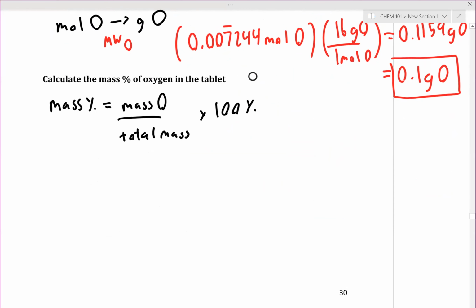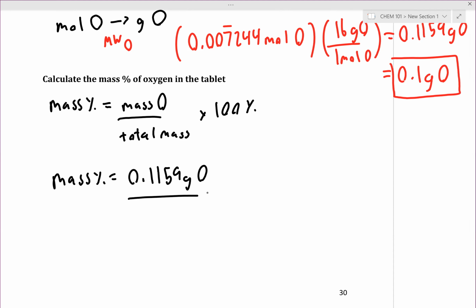So, do we know the mass of oxygen? Yes. Looking at our mass percent, we know we have 0.1159 grams of oxygen. Now, what is the total mass of our tablet? Looking through the problem, what total mass of our tablet did we use? Yep, 2 grams. So then we have all the information we need.